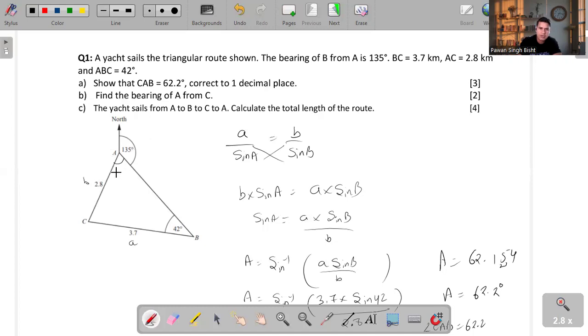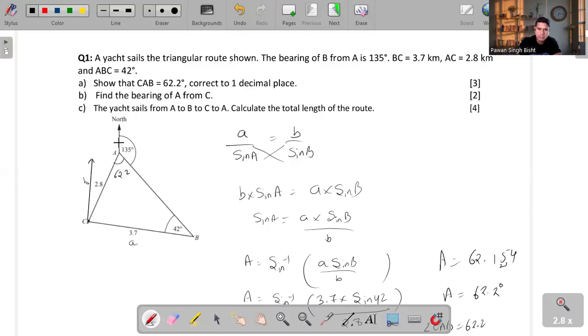So this angle you already calculated as 62.2. They say find the bearing of A from C. So you have to see what is written after "from." After "from," C is written, means from here. So you have to draw a north here. Okay. From C, we draw a north.